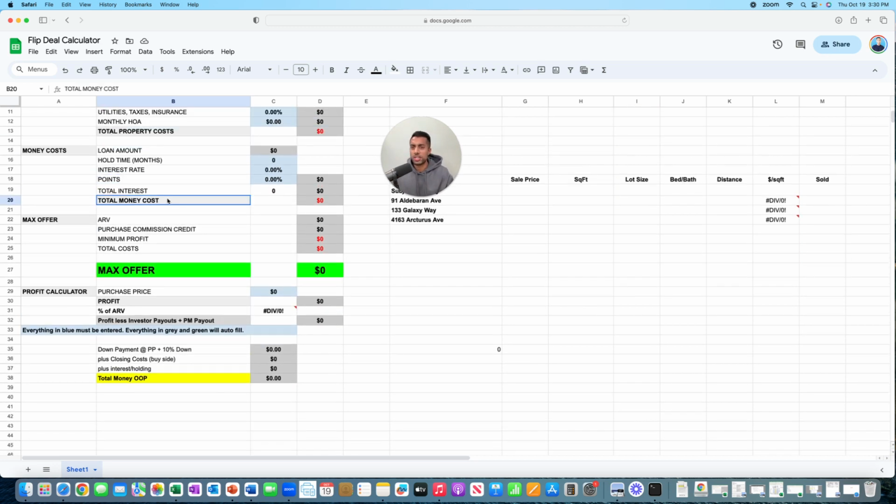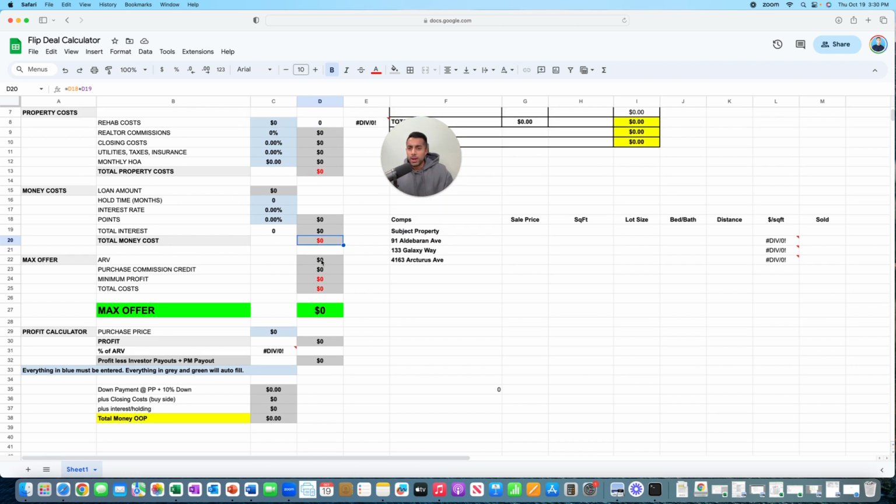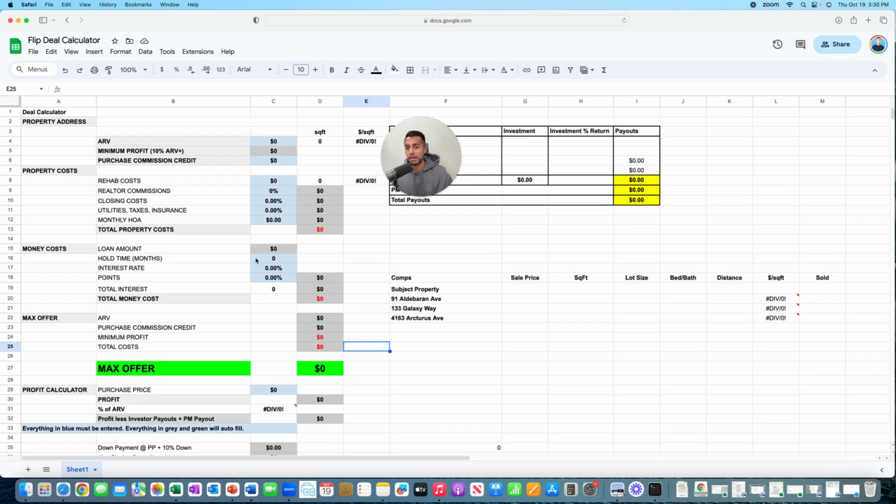Right here, this is just going to be your total money cost. So this is the sum of your holding costs, so your mortgage payments, and then the points and fees that you're paying to the lender. And then right here, these gray cells all auto-populate. So there's already formulas in them. I'm only filling in the light blue.